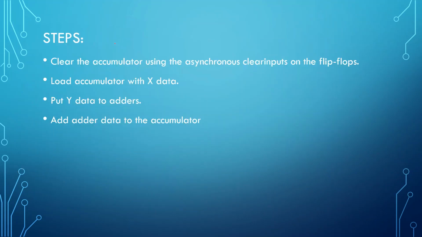It is given here: steps in order to add. Clear the accumulator using the asynchronous clear inputs on the flip-flop, as it is explained. So you are going to apply the clear input. Load the accumulator with X data. You can load it directly, or you can load it using a multiplexer. Put Y data to the adders. It is actually not putting Y data to the adders. You are just keeping that data in the adders so that you can add the first number.